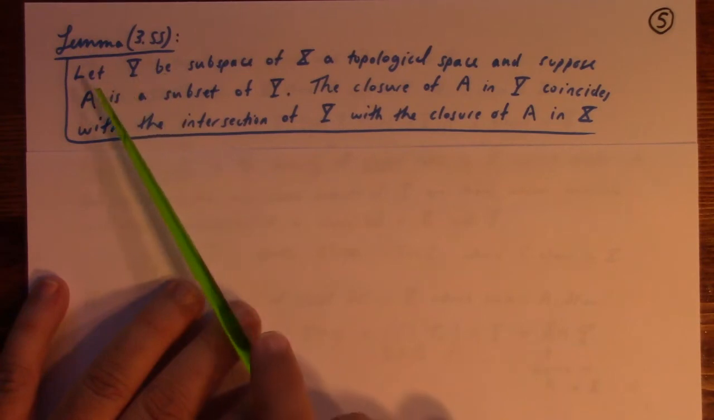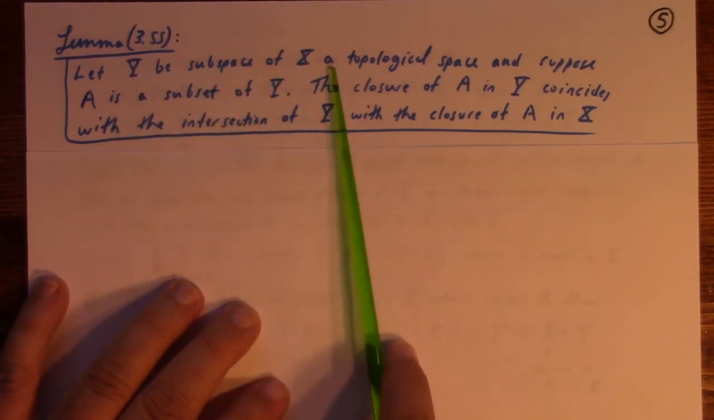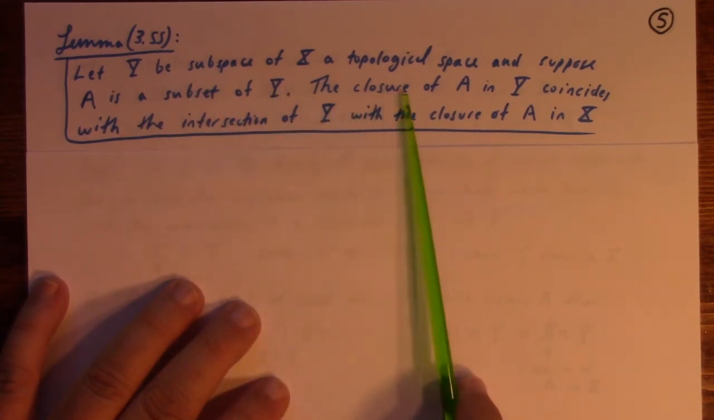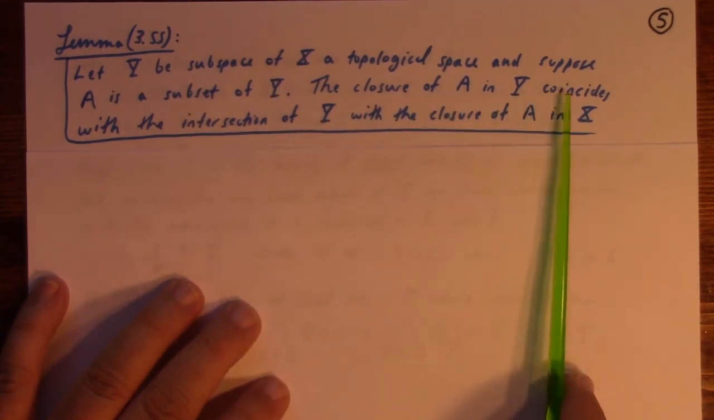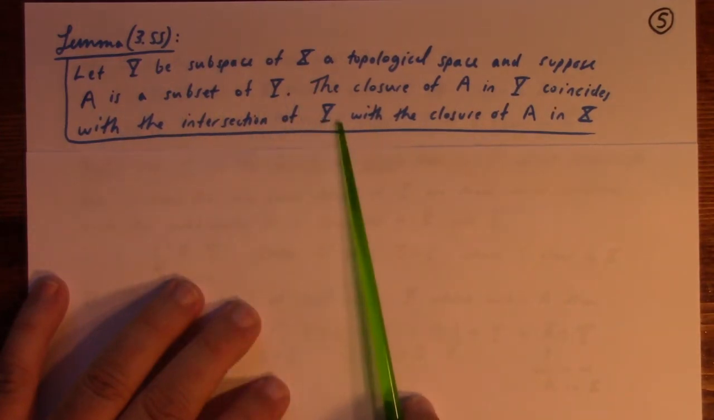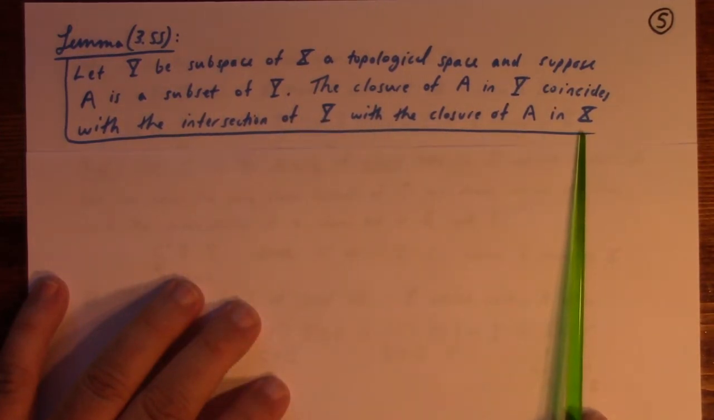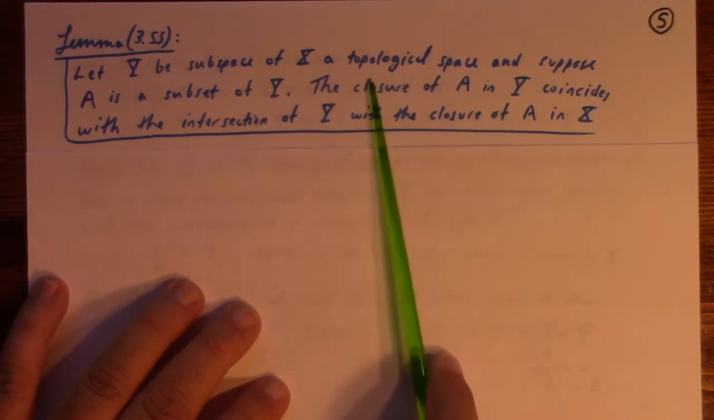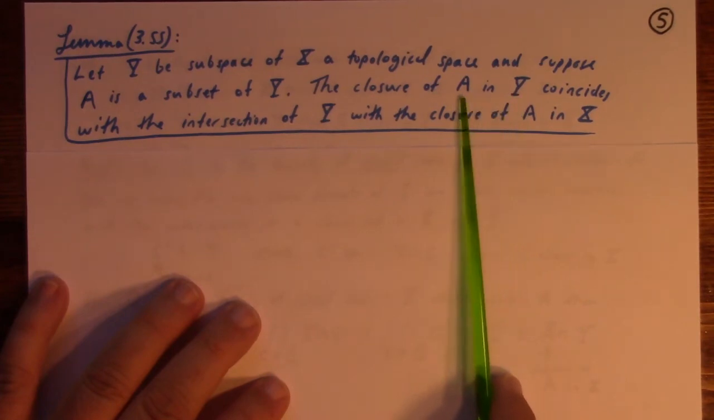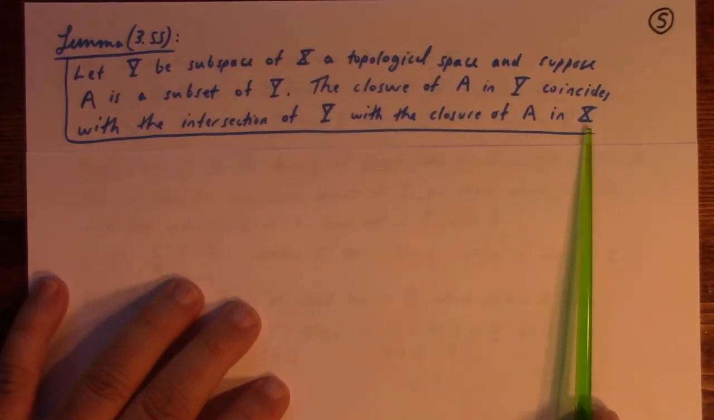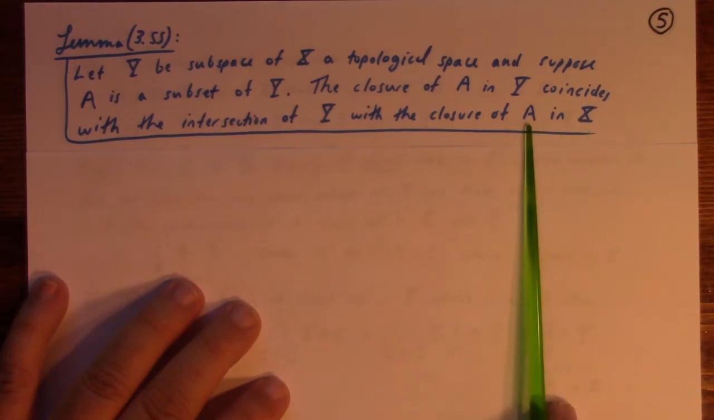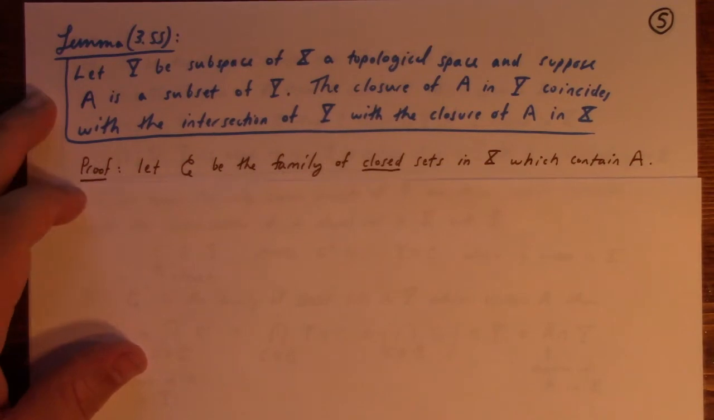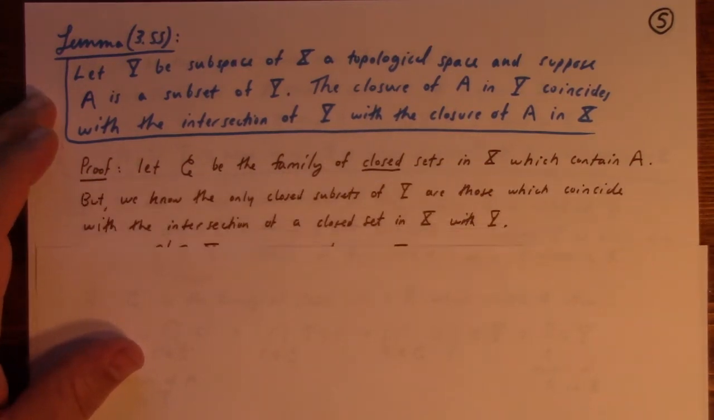Anyway, so if Y is a subspace of X, a topological space, and if we have A as a subset of Y, then here's the deal. The closure of A in Y coincides with the intersection of Y with the closure of A in X. So the closure of A in Y is going to be the intersection of all closed sets in Y which contain A. Closure of A in X, on the other hand, is the intersection of all closed sets in X which contain A. Those in principle don't have to match. In fact, they don't match. Here's how they work together.